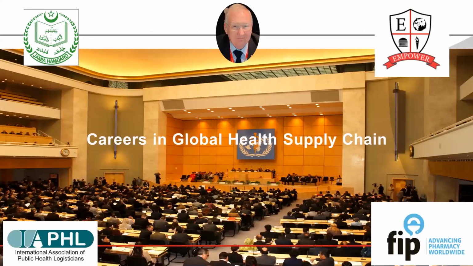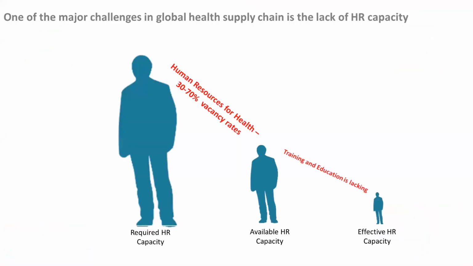Okay, we change now to careers. We've talked a lot about global health supply chain, but how do you get a career in the global health supply chain? First, the recognition is that there's a huge shortage of capacity. There is between 30 and 70% vacancy rates in the global health supply chain. And of the people in position, many are poorly trained and lack the skills to fully implement the systems that are required. So there's a great human resource capacity development needed.